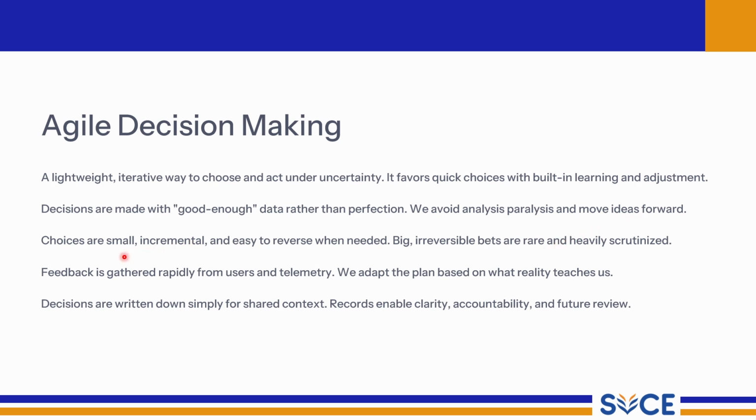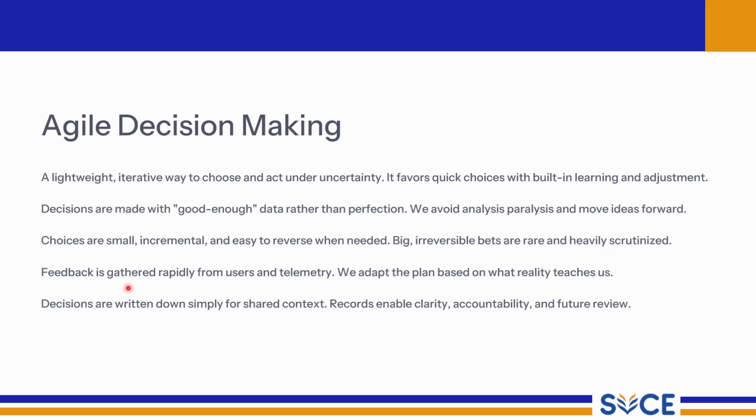Here, choices are small, incremental, and easy to reverse when needed. Big, irreversible bets are rare and heavily scrutinized. We take small reversible bets, so mistakes are easy to fix, saving big high-risk moves for when they are truly needed. Small bets, safer moves.